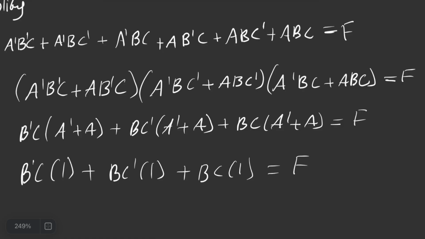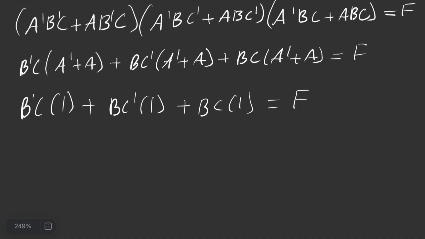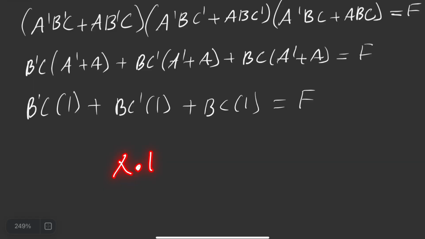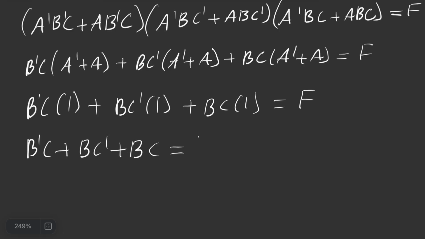Now, remember, based on one of our Boolean algebra laws, we know that x and 1 equals x. So this will then simplify to B prime C plus BC prime plus BC equals F. Now that we have our term like this, if you noticed, we can factor B from these two final terms. So that's what we'll do.